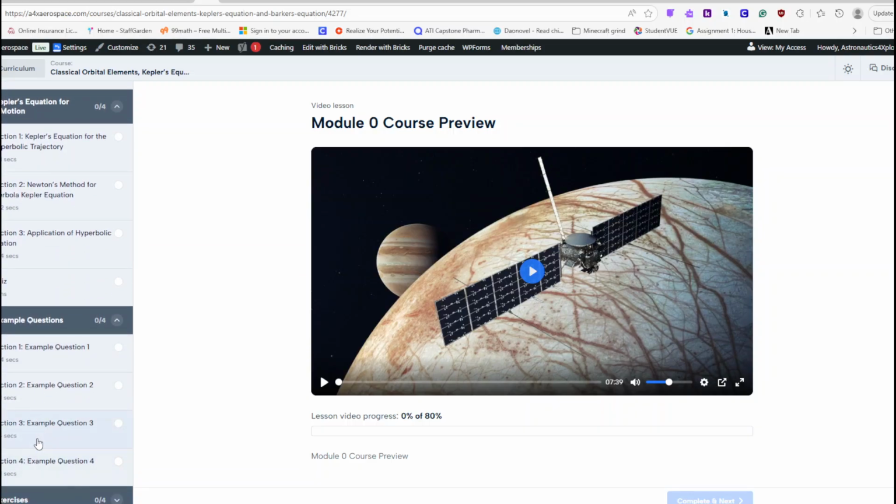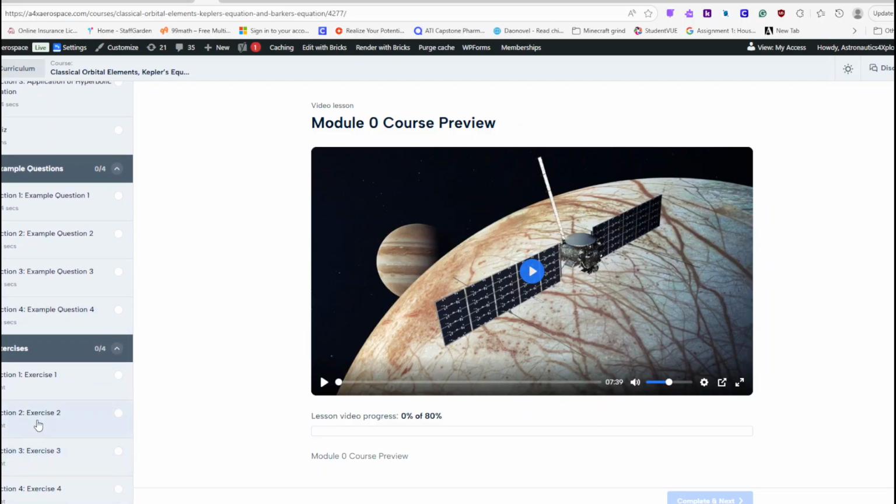In Module 6, example questions are given and answers are provided, and the module is divided as follows. Module 6 Section 1, example question 1. Module 6 Section 2, example question 2. Module 6 Section 3, example question 3. And Module 6 Section 4, example question 4.